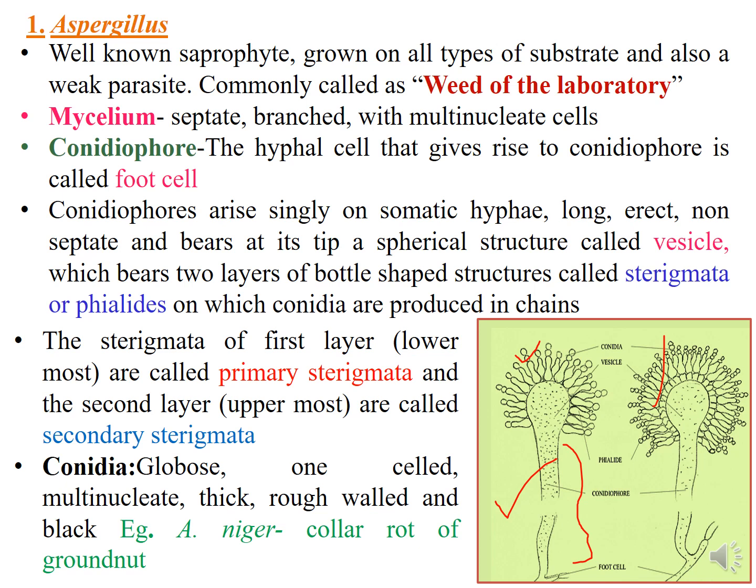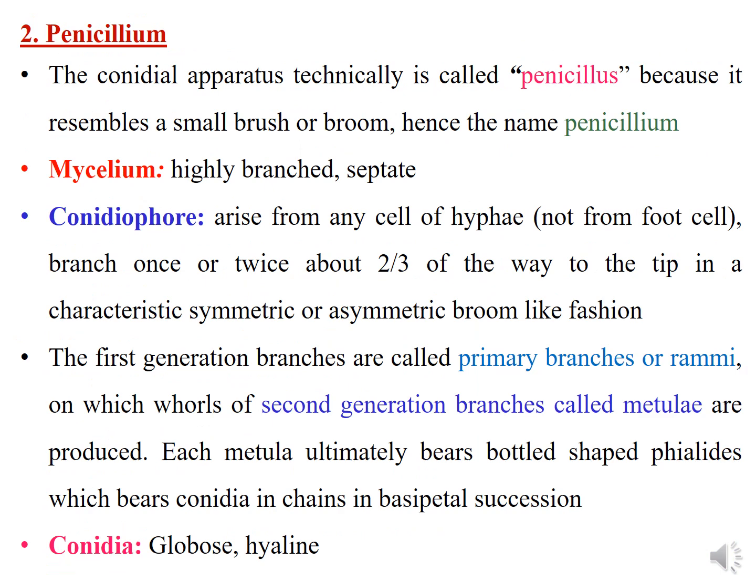And coming to the second genus, that is Penicillium. The name Penicillium means it looks like a broom-like structure, that is penicillus. That's why the genus name came to be Penicillium. So the conidial apparatus is technically called penicillus, because it resembles a small brush or broom, hence the name Penicillium.